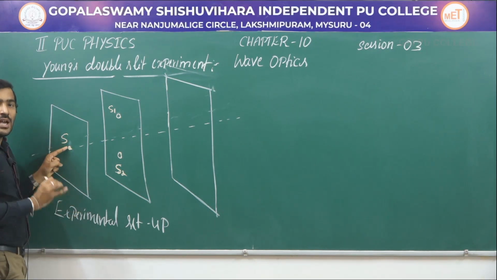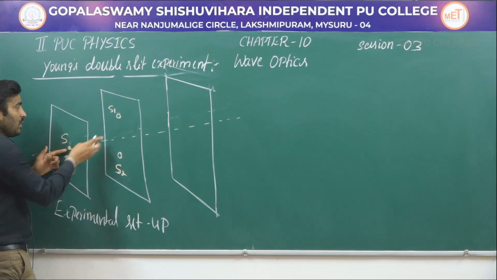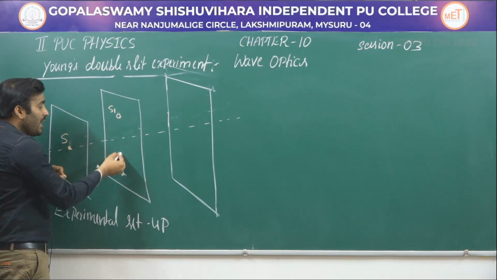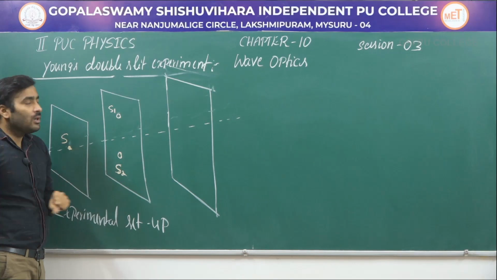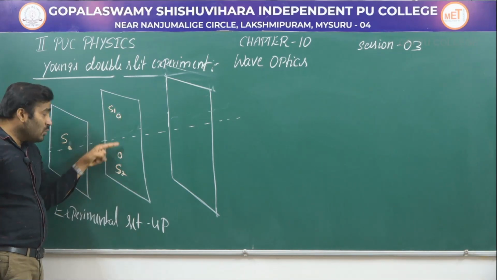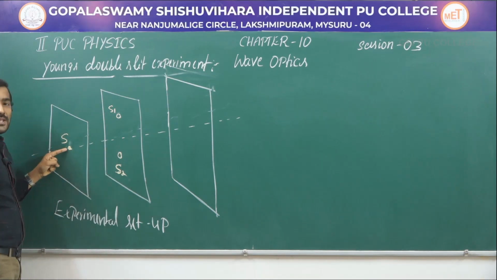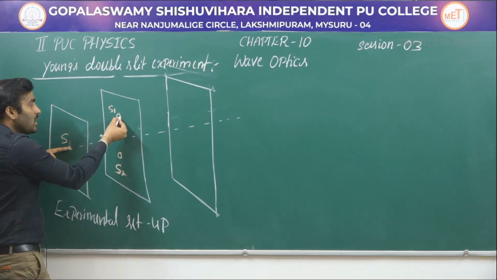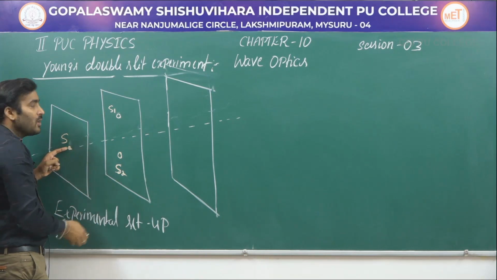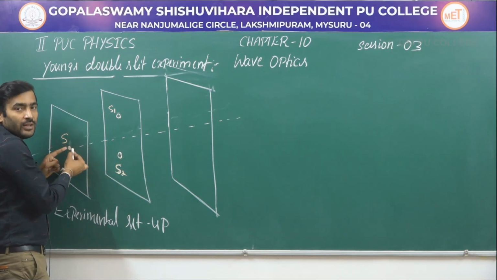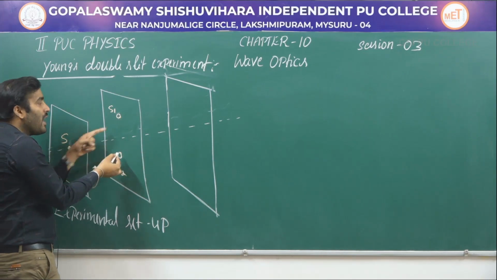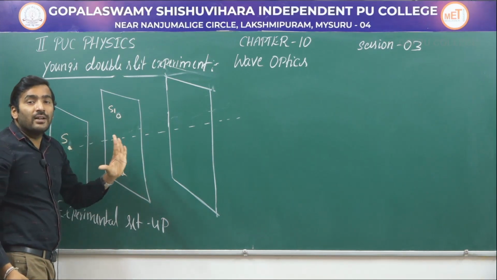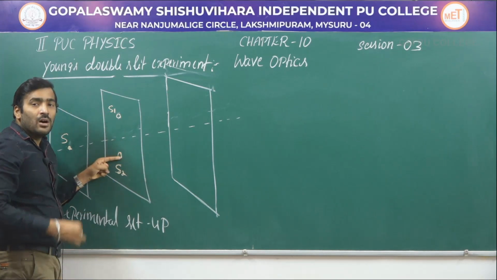This source is emitting monochromatic light, and here we have two slits which are nothing but small pinholes. S1 and S2 are the two small pinholes, and these two pinholes are equidistant from this source S. The source emits monochromatic light, and S1 and S2 are two small pinholes equidistant from it. Therefore, S1 and S2 are emitting waves here, and S1 and S2 are nothing but coherent sources.